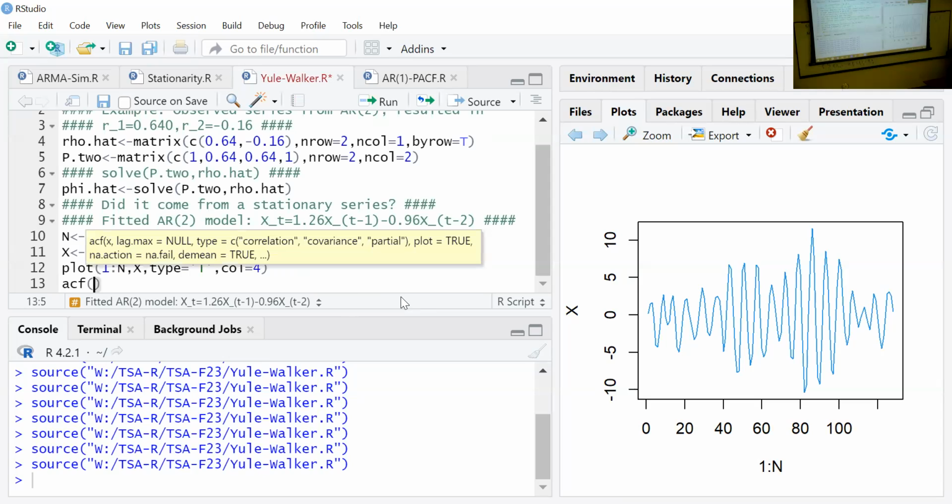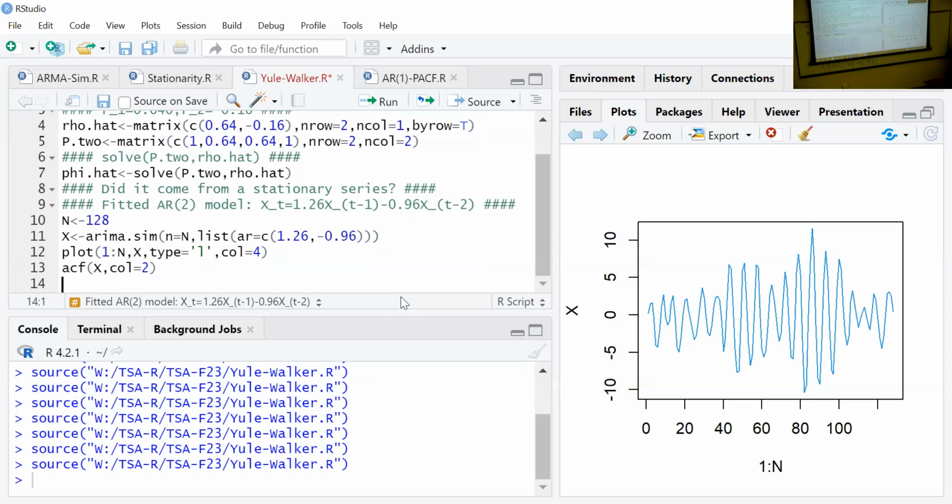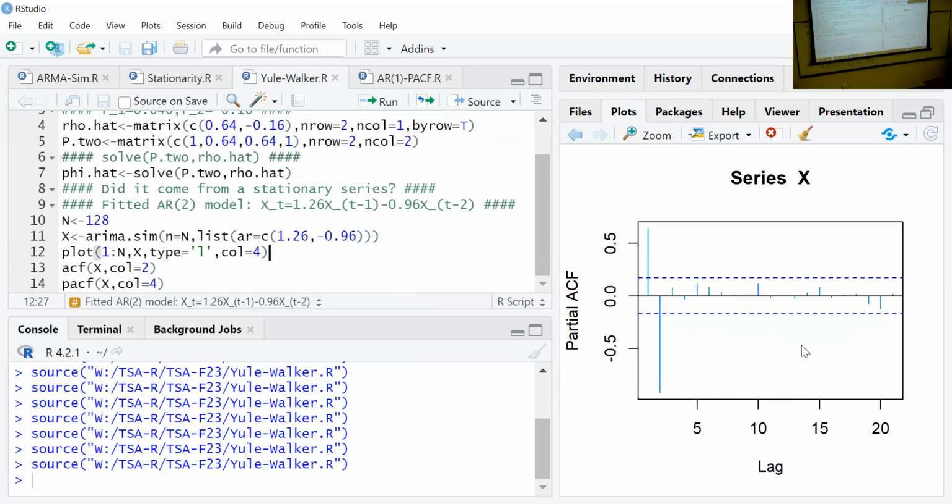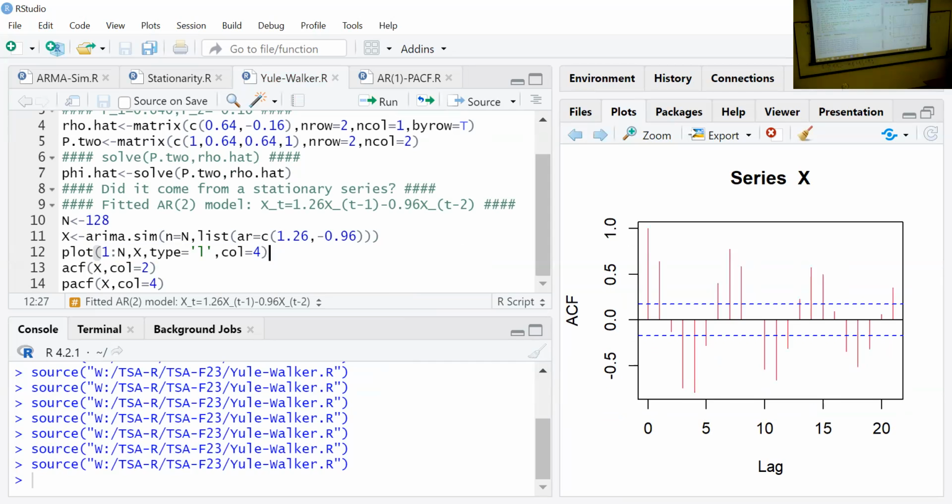If I did the ACF, and I'll also do PACF, thanks. ACF starts at row 0, so I have 1. Row 1 is 0.5 something, but that is nowhere close to 1.26. Agreed? So, not going to work. The only time ACF is going to work is when you have an AR one.